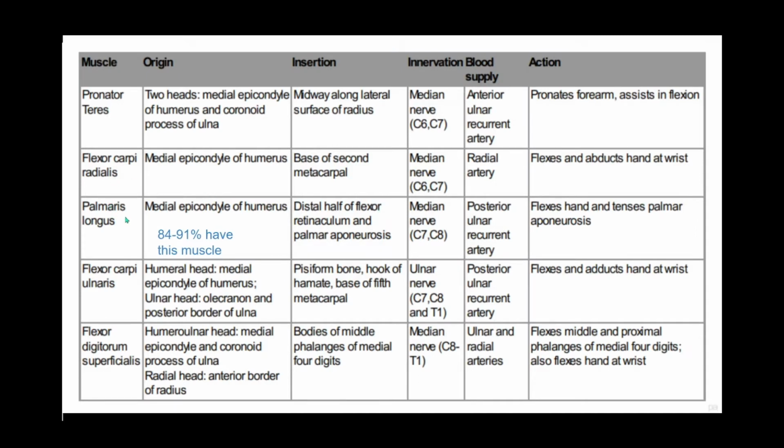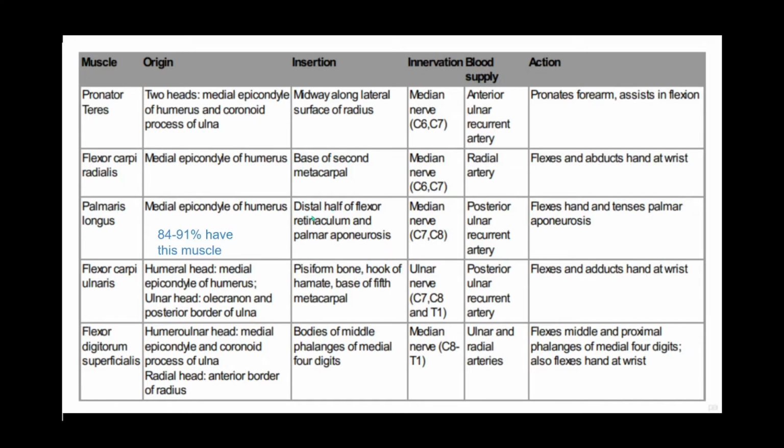Let's look at the palmaris longus. So palmaris longus also comes from the common flexor origin at the medial epicondyle of the humerus. This muscle is found in most people, but not in everyone. About 9 to 14% or 9 to 16% of people would not have a palmaris longus. So 84 to 91% of individuals would have a palmaris longus.